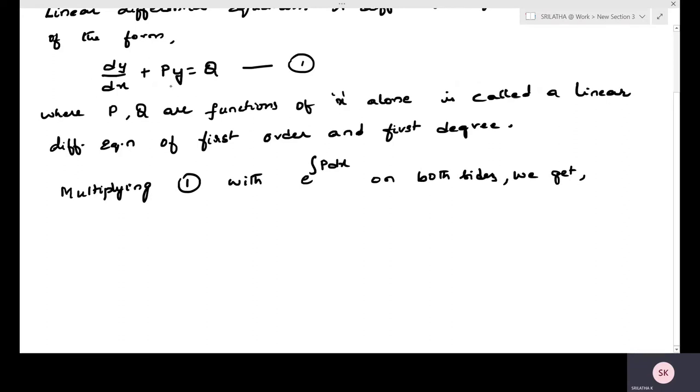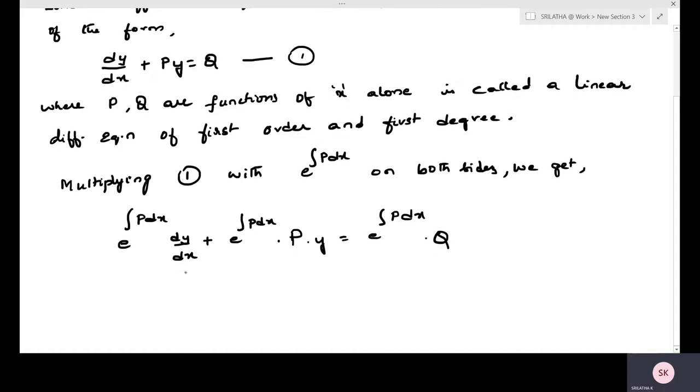Now with this equation, I'm going to multiply it with e to the power of integral p dx on both sides. So I'll get e to the power of integral p dx into dy by dx plus e to the power of integral p dx into p into y is equal to e to the power of integral p dx into q. I just multiplied all the terms. Now if you notice the LHS of this equation, it is nothing but d by dx of y into e to the power of integral p dx. Just check, students, is it correct? The right side I am not changing anything; it is e to the power of integral p dx into q as it is.